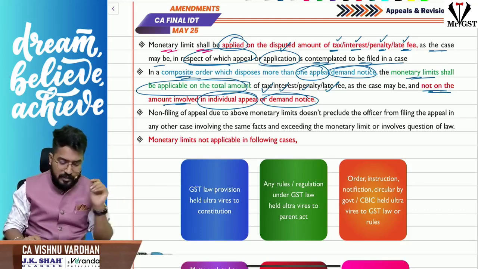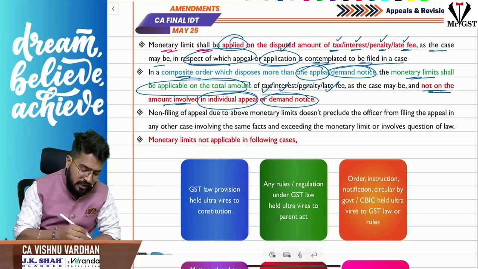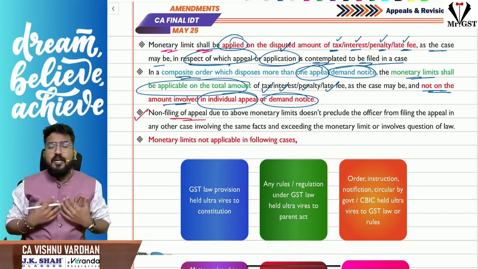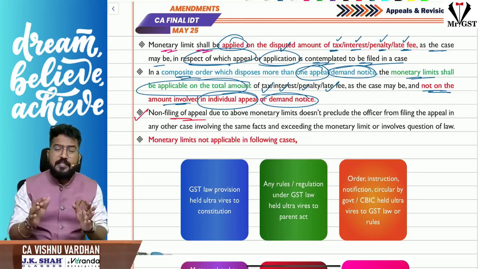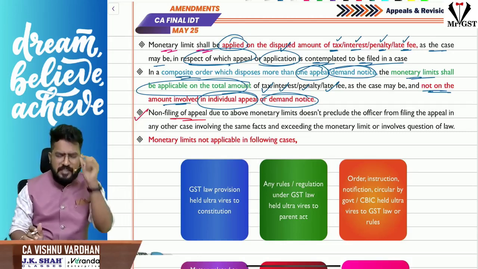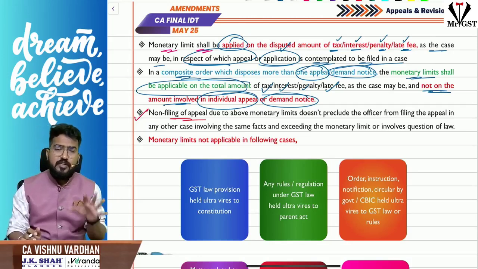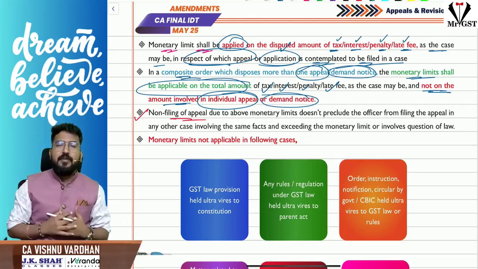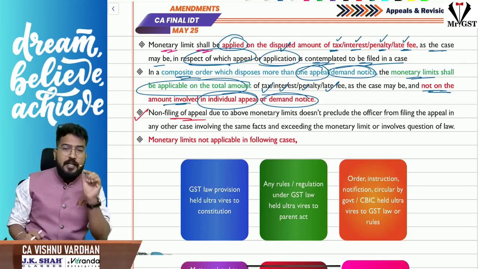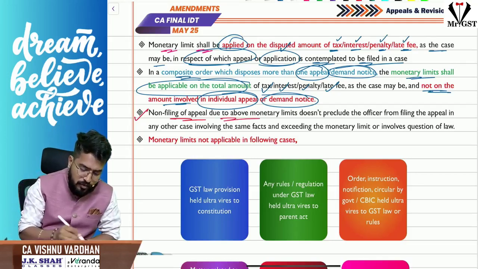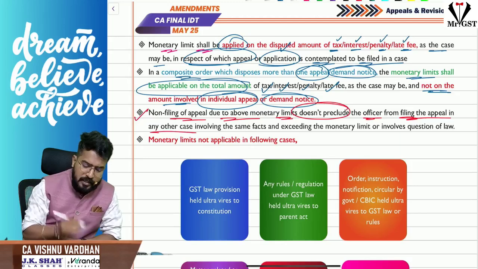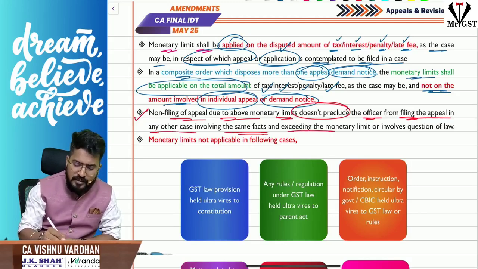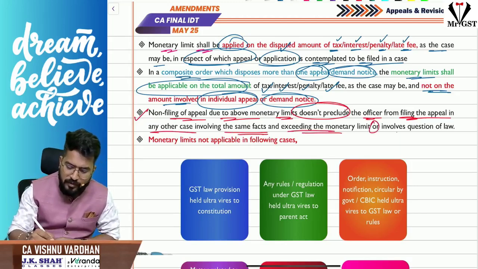That is another interesting fact. And one more important thing is, just because a case falls within the monetary limits and we do not have the power to go for an appeal, it doesn't mean that in any other case with the same facts and circumstances, if the monetary limit is exceeded, we cannot proceed. Non-filing of appeal due to the above monetary limits does not preclude the officer from filing the appeal in any other case involving the same facts and exceeding the monetary limits, or if it involves a question of law.